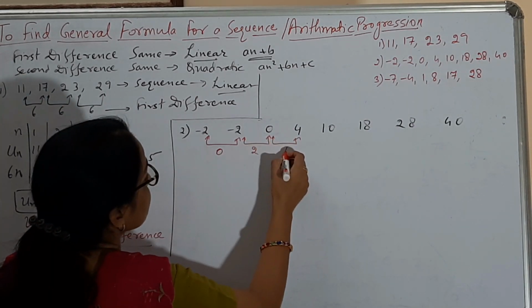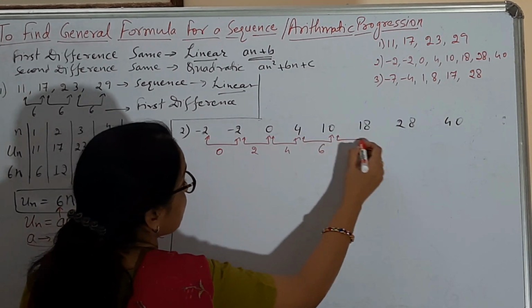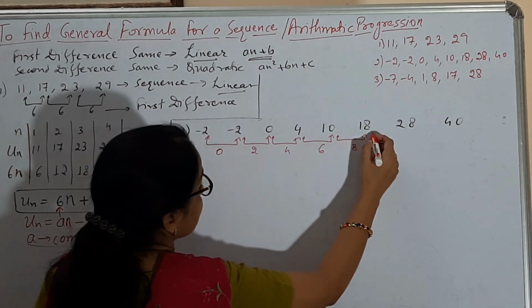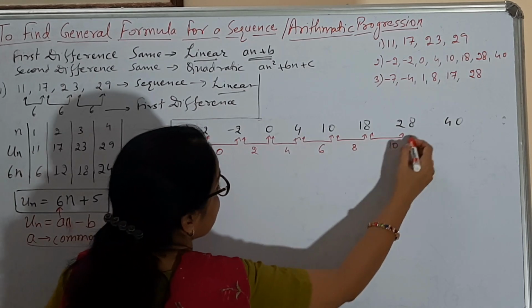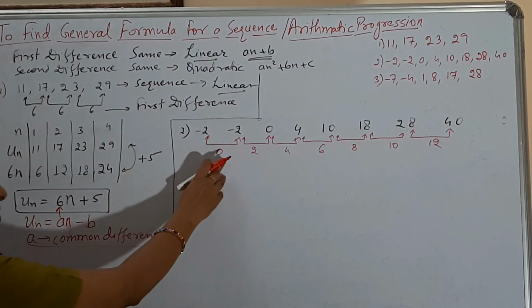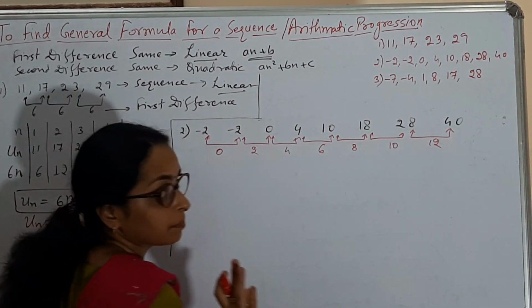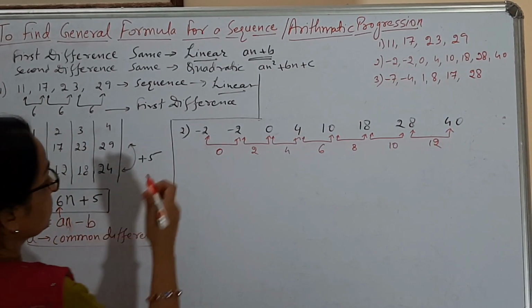Then 4 minus 0 is 4. Now 10 minus 4 is 6. 18 minus 10 is 8. And my next difference is 10, and then it is 12. So you can see very clearly the first difference is not the same. So we have to proceed further.